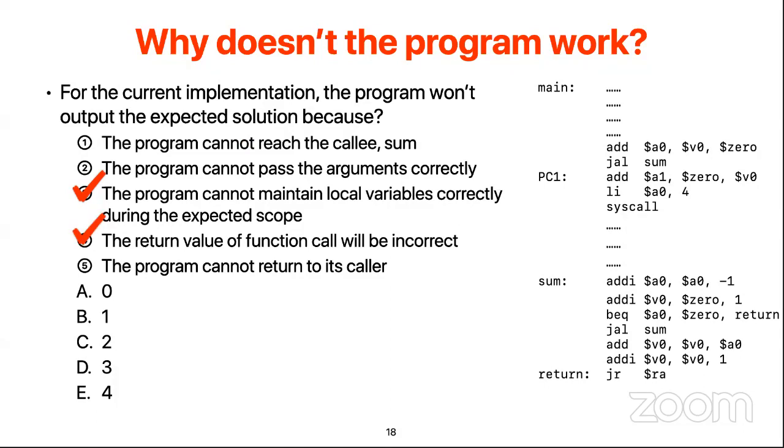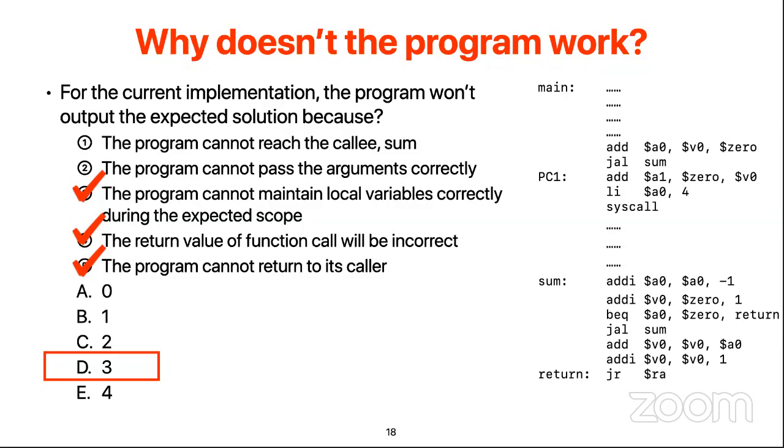And the fourth one you already know, because you cannot maintain local variables correctly, so the return value is not going to be correct either, right? And finally, what Danling has identified, the program cannot return to its caller. So actually three of them will not work for this program, which is the answer.